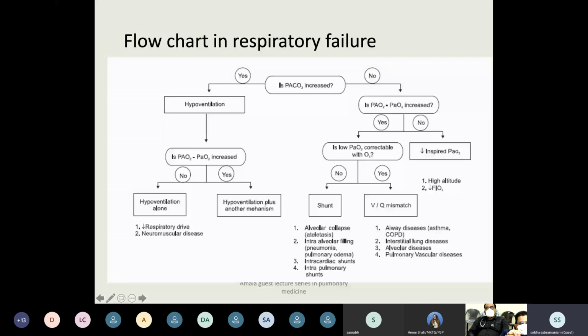If the low PaO2 is not correctable with oxygen, you will think of shunt. For example, the intrapulmonary shunts or the intracardiac shunts.